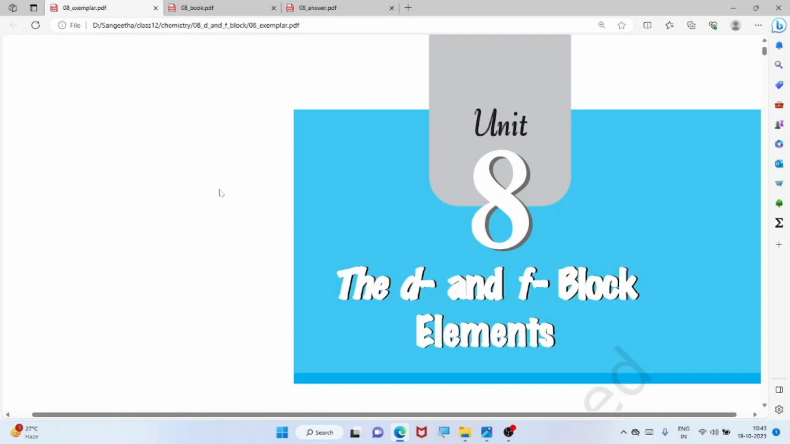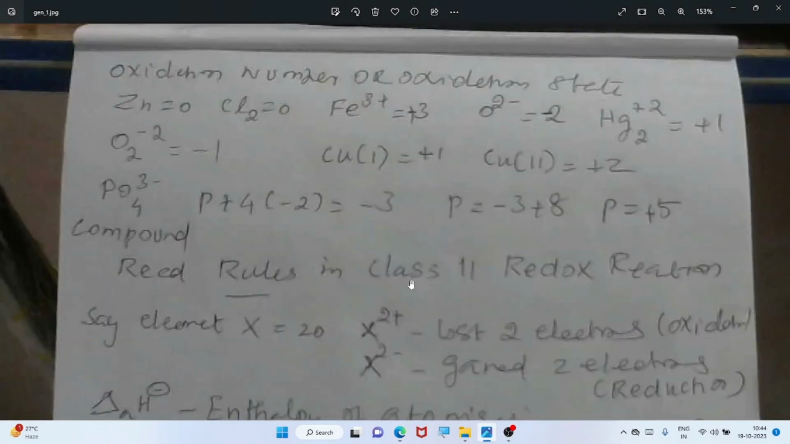We will go through the exemplar problems in class 12 chemistry chapter 8, the d and f block elements. Before that, we will see some general information. So what is the oxidation number and how to find the oxidation number?